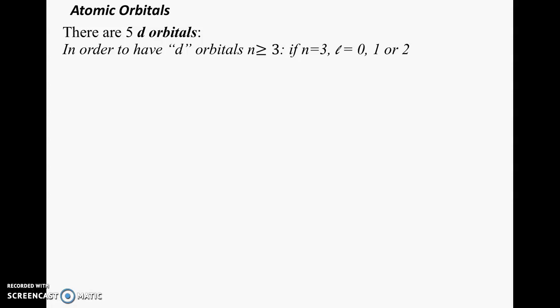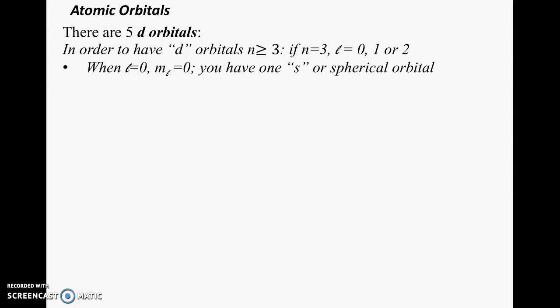Okay, so we have another atomic orbital we're going to talk about, and those are the d orbitals. So they go in this order. The s's are round, the p's are like dumbbells, and then we have d's. All right, so in order to have a d orbital, n has to be equal to or greater than 3. If n equals 3, then L, remember, is n-1 going down to 0. So it can be 0, 1, or 2.